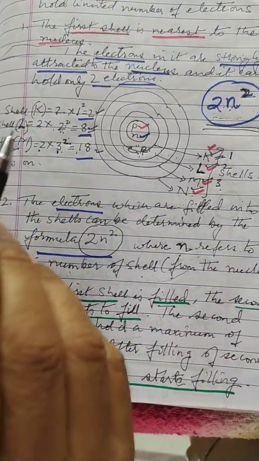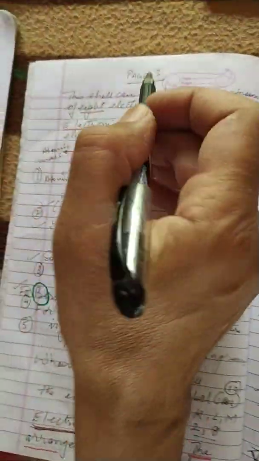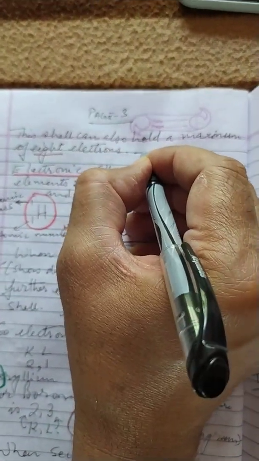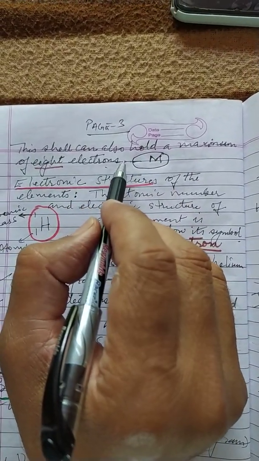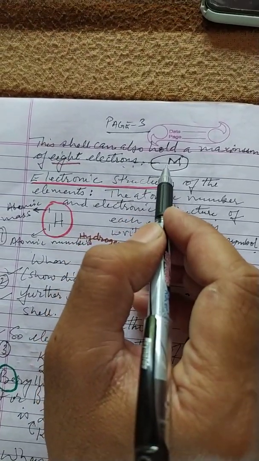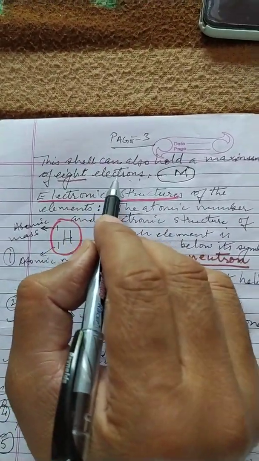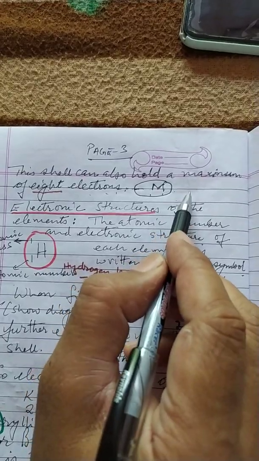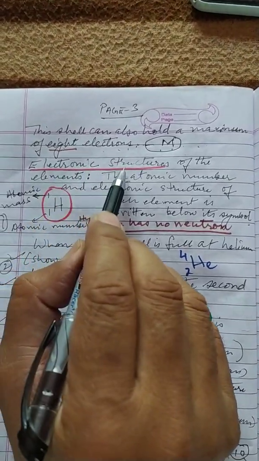And how many electrons can be filled in the M shell? We saw 18 electrons can be filled in the M shell. Then we see that the shell can also hold a maximum of 18 electrons. In the beginning, the M shell can hold a maximum of 8 electrons. But later on, we will see in higher classes how the 18 electrons are slowly filled in the M shell when the shells that come after the third shell in the atoms are filled. Now let us come to electronic structure.